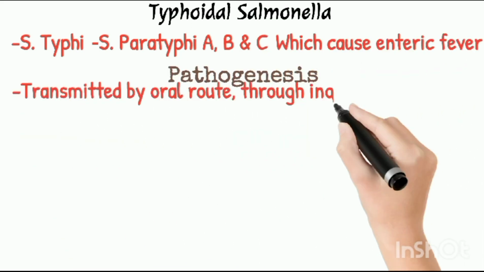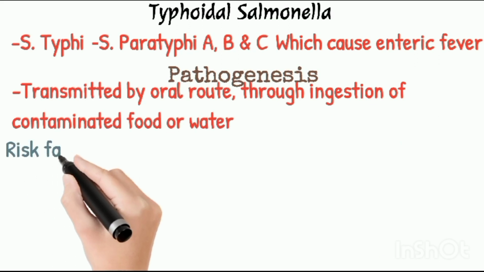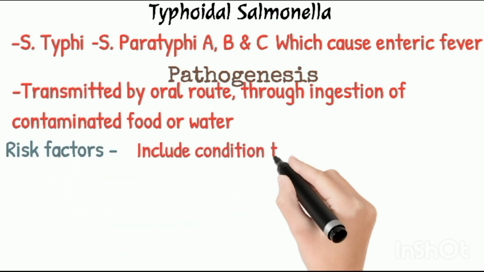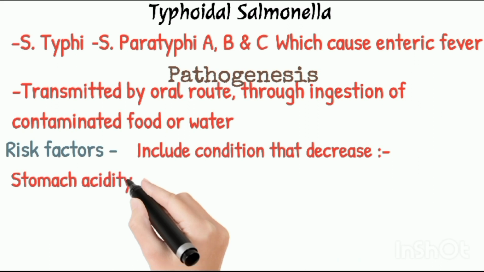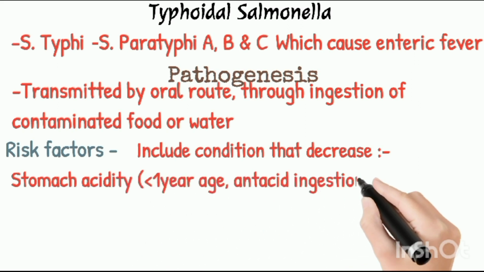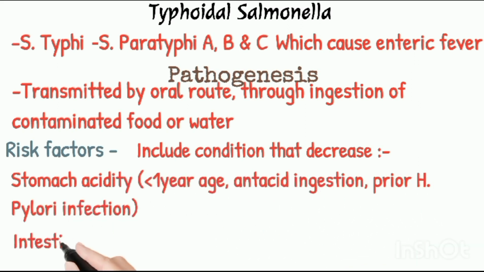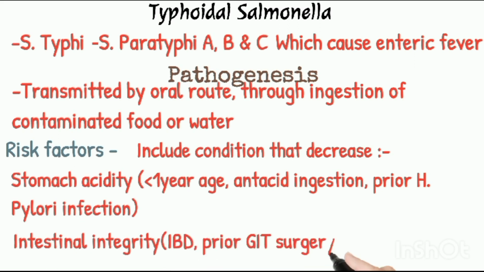Pathogenesis: it is transmitted by the oral route through ingestion of contaminated food or water. Risk factors include conditions that decrease stomach acidity, such as age less than 1 year, antacid ingestion, and prior Helicobacter pylori infection, as well as impaired intestinal integrity, IBD, and prior GIT surgery.